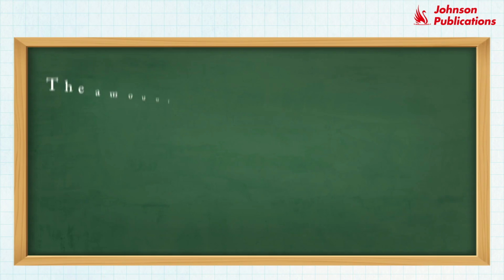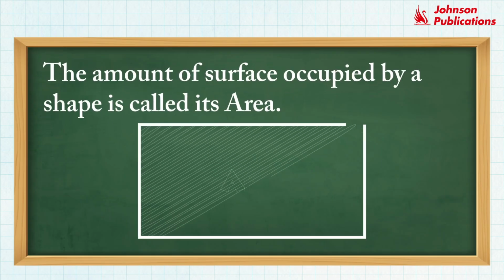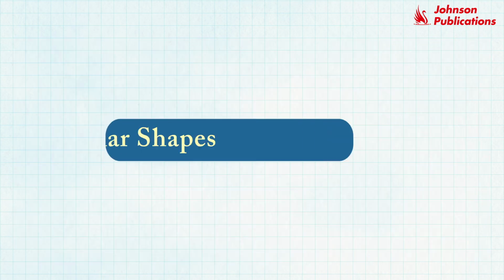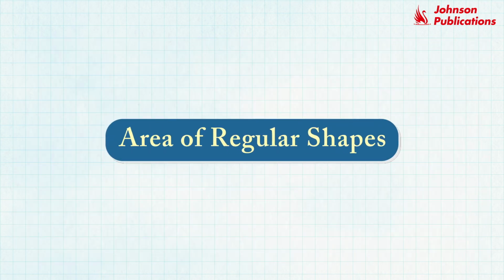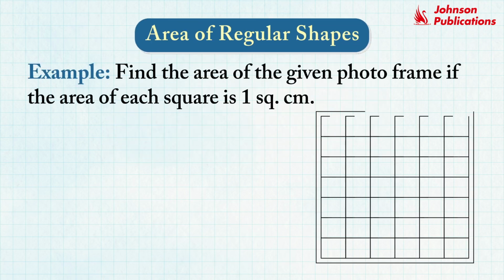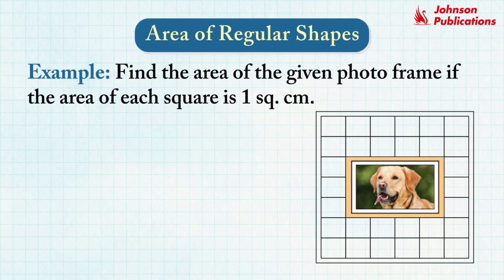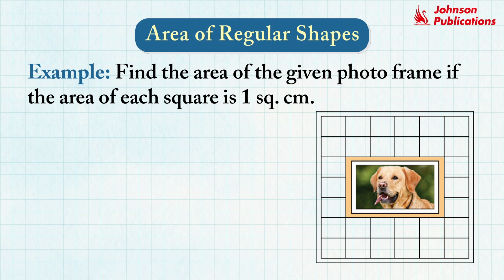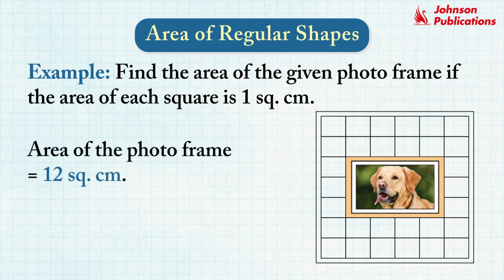Area. The amount of surface occupied by a shape is called its area. Let us understand how to find the area of regular shapes. Example, find the area of the given photo frame if the area of each square is 1 square centimeter. Since 12 squares are covered by the photo frame, the area of the photo frame is 12 square centimeters.